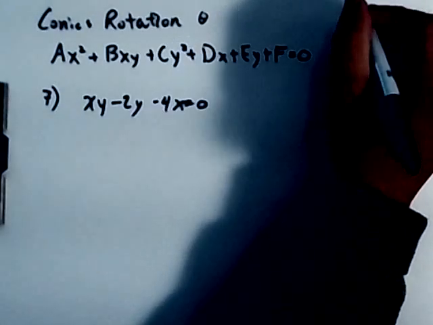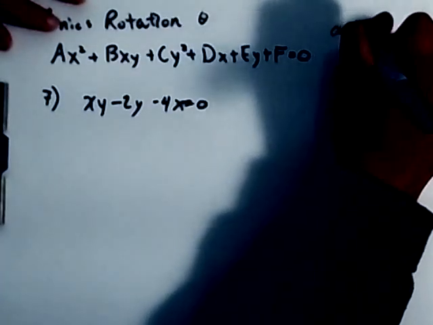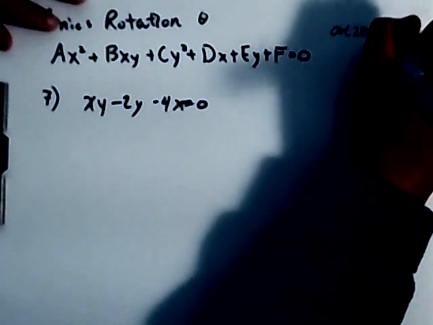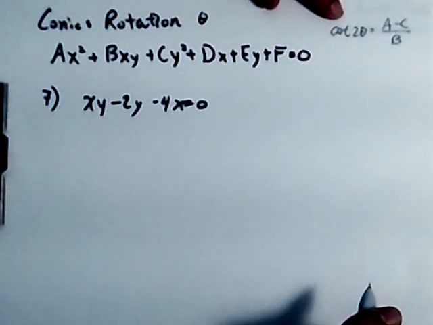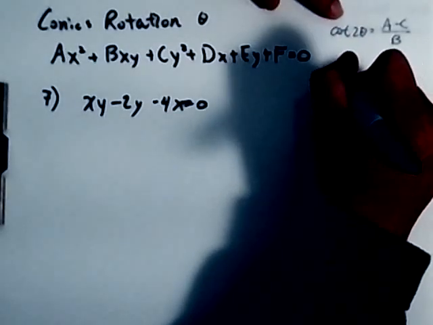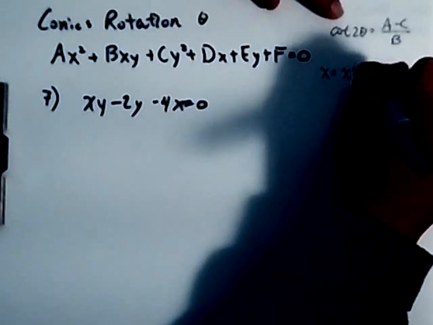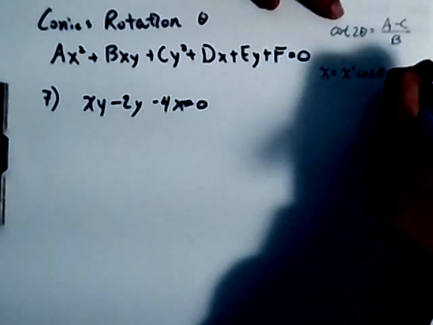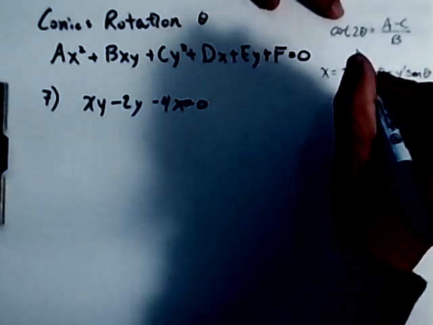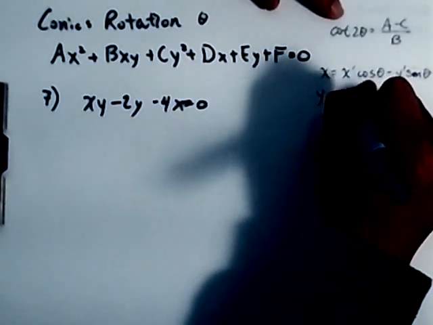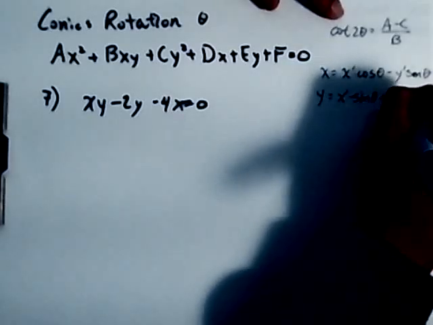We need 3 equations. The cotangent of 2 theta is equal to a minus c over b. That's one of the equations. Memorize that. The second equation is x equals x prime times the cosine of the angle minus y prime times the sine of the angle. And y is x prime times the sine of the angle plus y prime times the cosine of the angle.